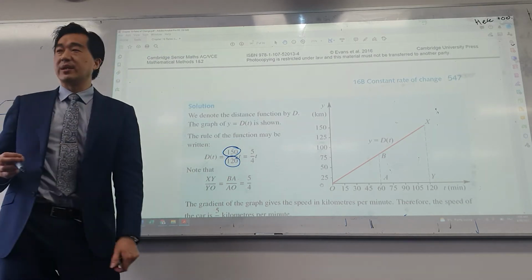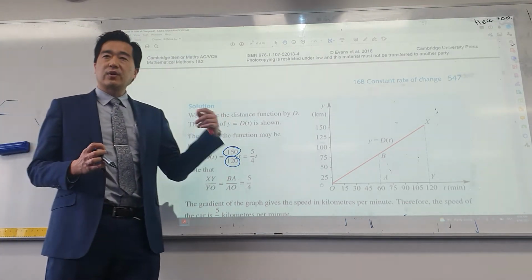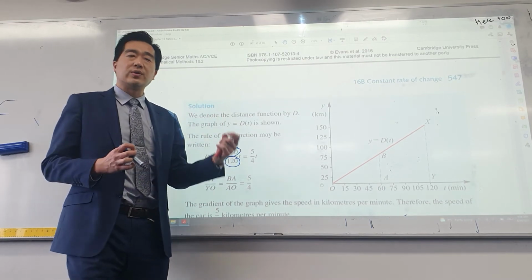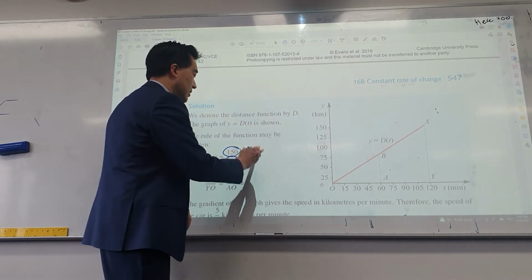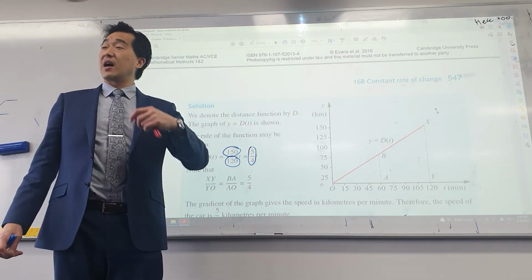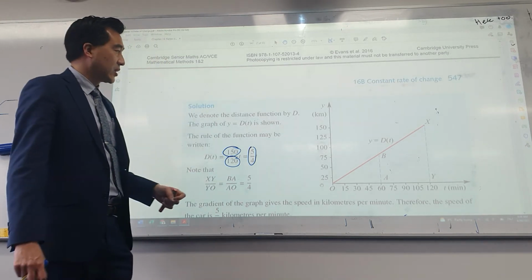Right? And this one is done in minutes as opposed to hours. Right? Normally it would be an hour, so it would be 75 kilometers per hour, which is the units that we're used to using in Australia. Right? This one just asks you to work it out in terms of minutes. So just be careful what the question says. It doesn't ask you for in terms of hours or minutes. You just simply divide by the appropriate number to get the answer.